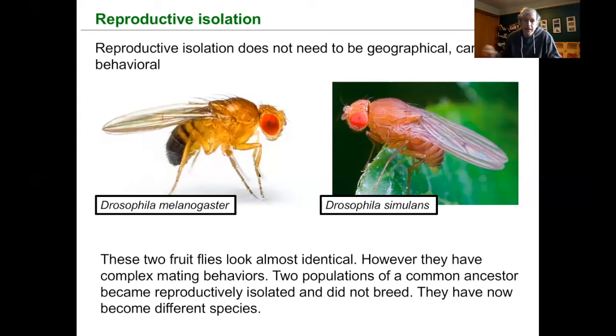So two populations of a common ancestor of these species became reproductively isolated and did not breed due to cultural differences in the mating behavior. Over time, the two populations have now bred only with each other and have now become different species. So they were never separated geographically. They were separated due to the complex mating behaviors that go on in the original species of fly.